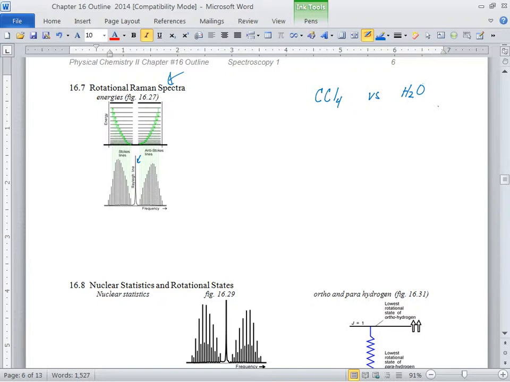Do you remember water? Bent. Water was bent. So just it being bent, it's polar in the first place. So it's definitely polarized differently in different regions. Just off the bat, it's a polar molecule in the first place. Carbon tetrachloride.